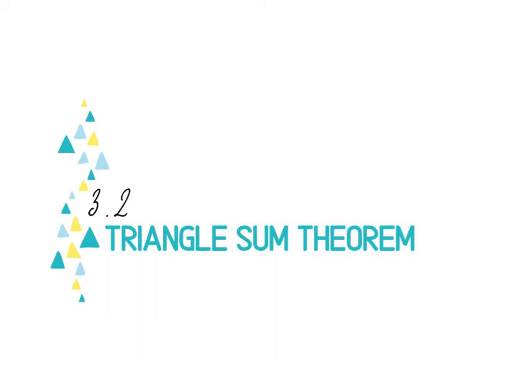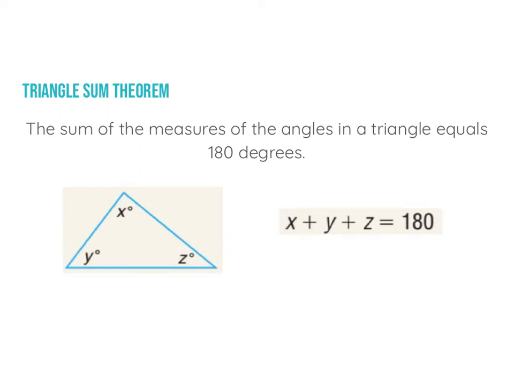All right, so 3.2 is about the triangle sum theorem, which we already kind of started talking about in class yesterday. So again, hopefully this is kind of a review and an easier section to ease into your week-long break next week. So triangle sum theorem just says that the sum of the measures of the angles in a triangle equals 180 degrees.